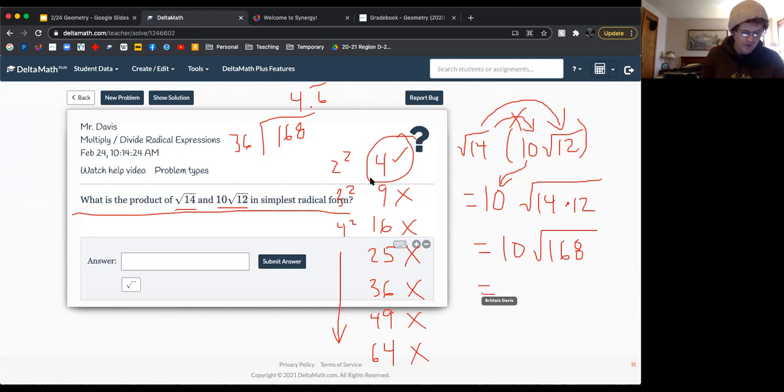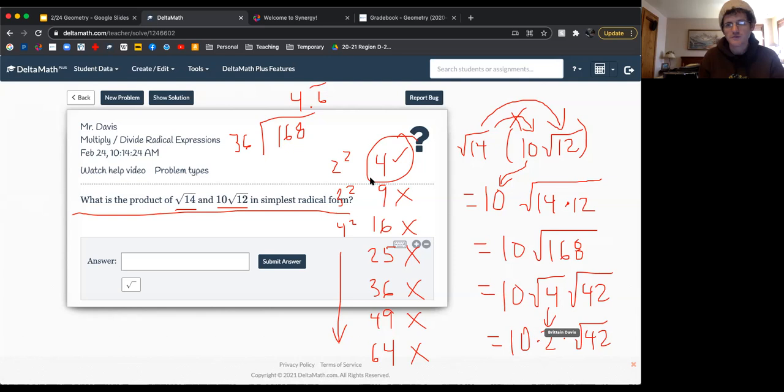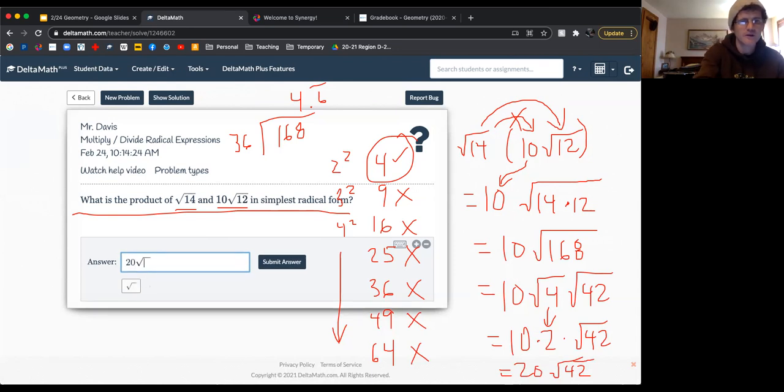So when we did that, let me write this the right way. I have this 10, and then it's going to be times the square root of 4 times the square root of 42. And the square root of 4 is 2, so 10 times 2 times the square root of 42. So I just took the square root of 4, and now I can multiply that out. It's going to be 20 times the square root of 42. You might think there's another perfect square factor there, but that's our simplest answer. So I'm going to put in 20 times the square root of 42.